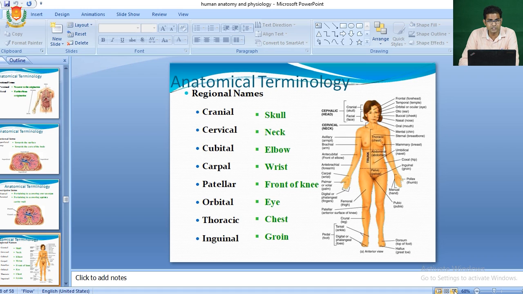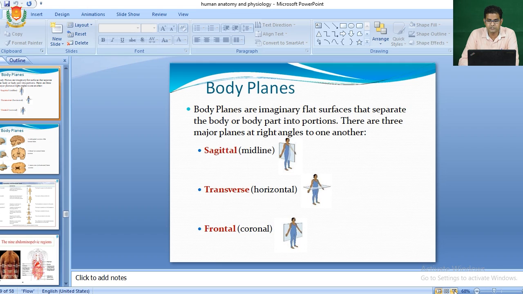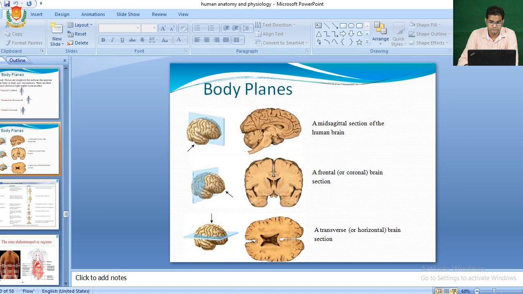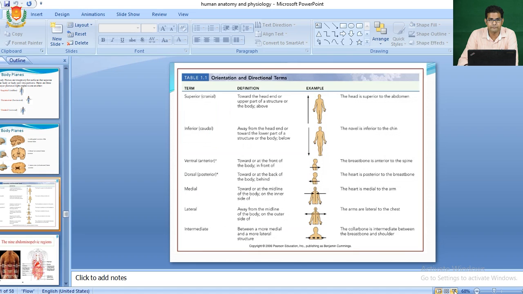Next is the body planes. There are three major body planes: sagittal, transverse and frontal. The sagittal plane divides the body through the midline, that means into right half and left half. The transverse plane divides the body into first half and second half, that means the region above the abdomen and the region below the abdomen. Third is the frontal or coronal plane. It divides the body into anterior and posterior parts, as indicated in the slide. These are certain orientation and directional terms for your reference.